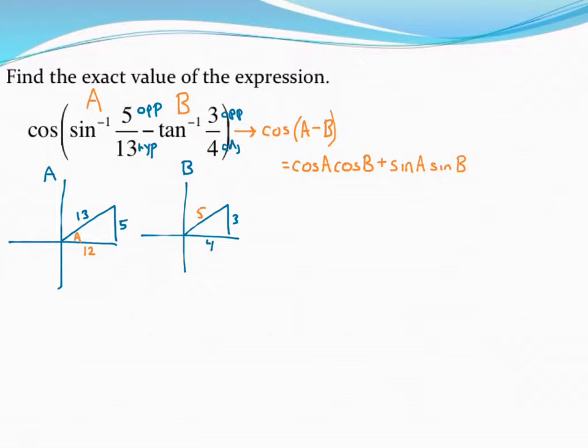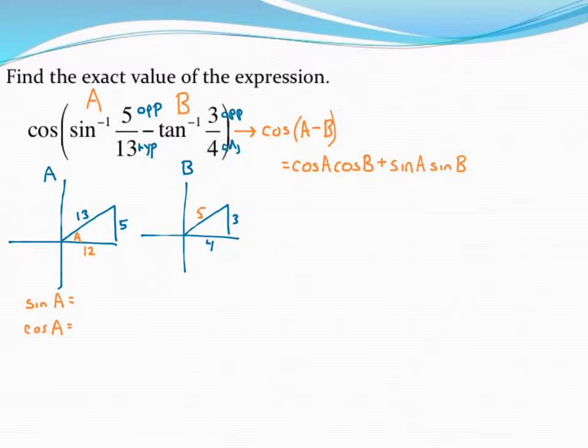The next step: if you take a look at what's eventually going to have to happen, I need to figure out what cosine of A is, cosine of B, and so on. So at this point, let's find those ratios for our two triangles. For example, I'm going to need to know what the sine of A is, as well as what the cosine of A is. Once your triangle is drawn, that shouldn't be too hard at all.